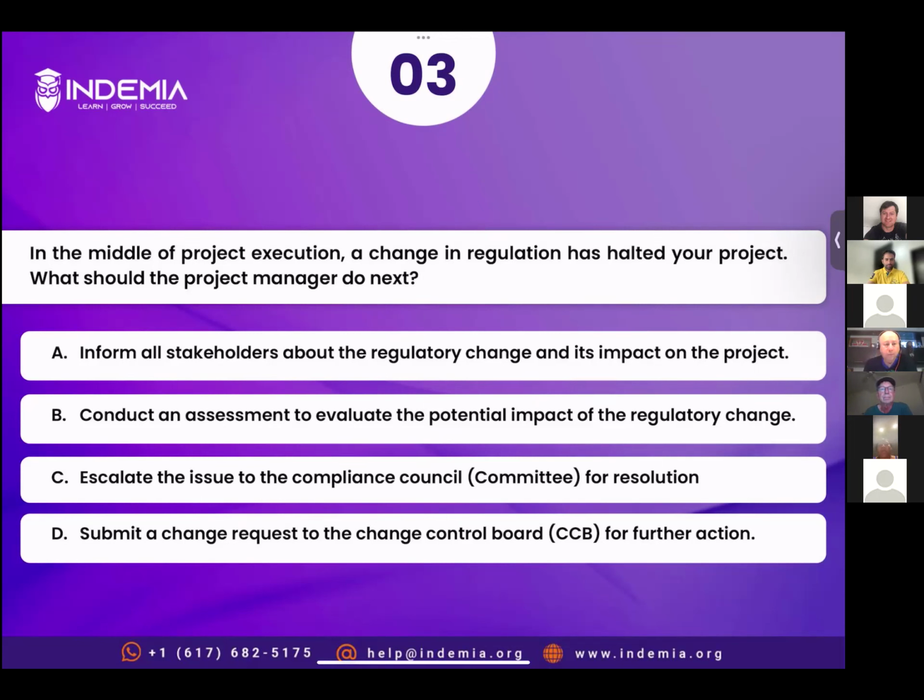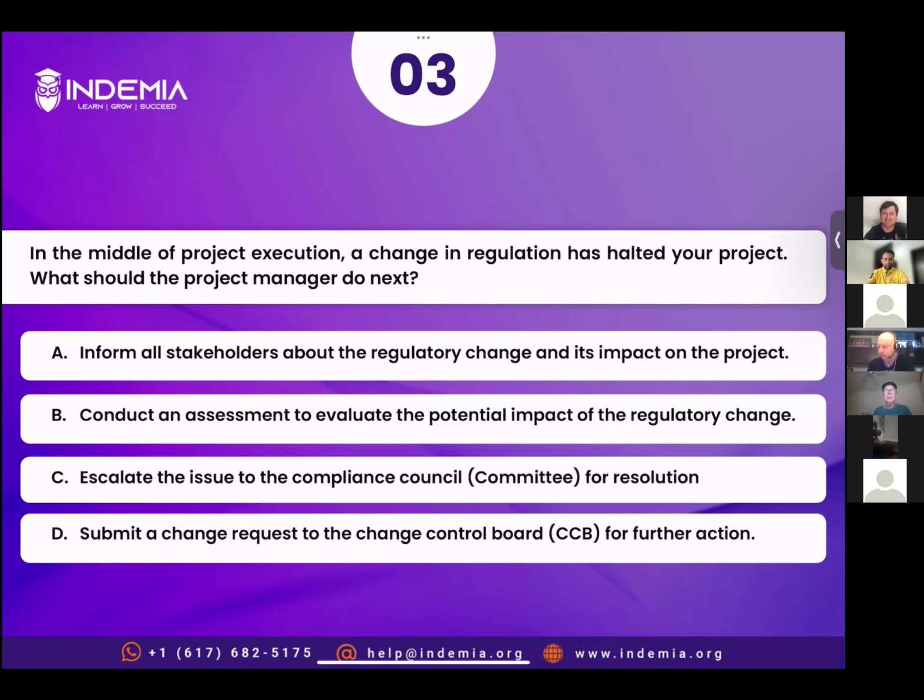Yashri, you have chosen option A. I chose option A because informing all the stakeholders about the regulatory change and its impact on the project would be the first step, after getting the information that there is a change in regulation and it has halted your project. So though all the other steps B, C, and D will follow this, I thought A would be the first step, which the project manager will choose to do. All right. Thank you, everyone.